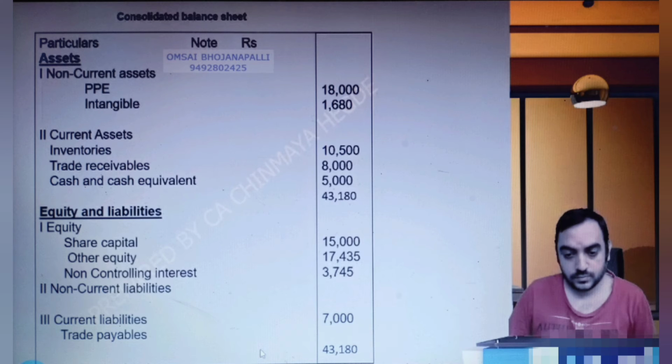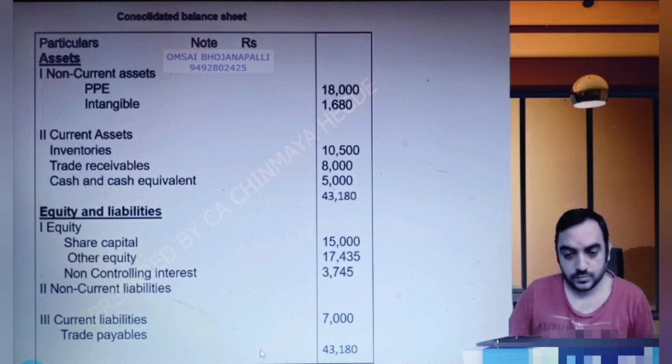What is the amount we had in the P&L? Group had 500 when the P&L account was 500. Now look at the P&L now, 7,100. So what should be the after date of acquisition? It must be 6,600. So 500 is pre-acquisition profits and 6,600 is post-acquisition profits.